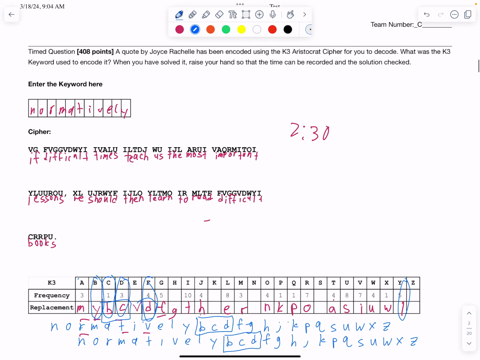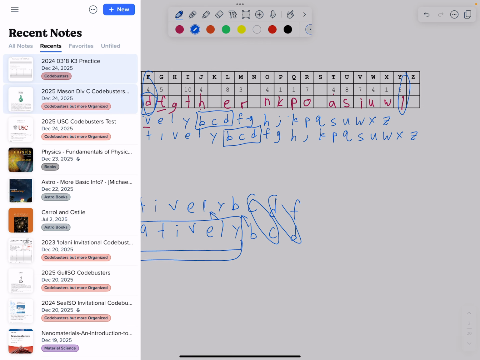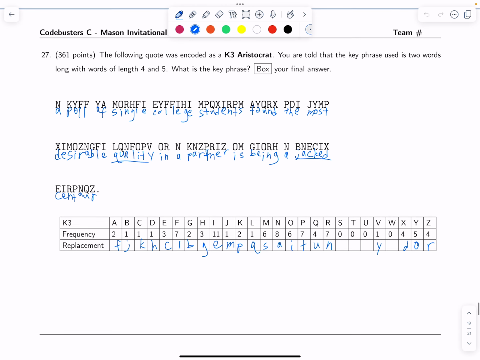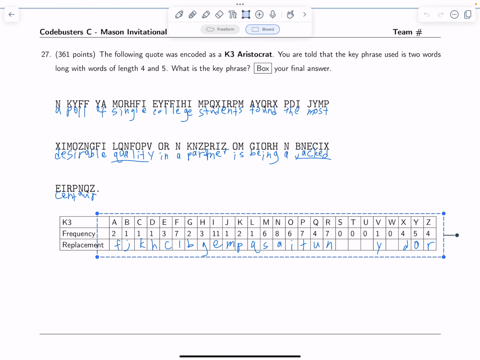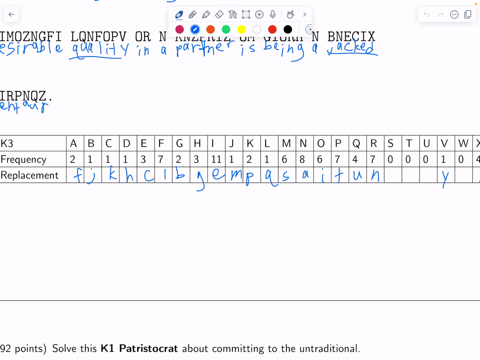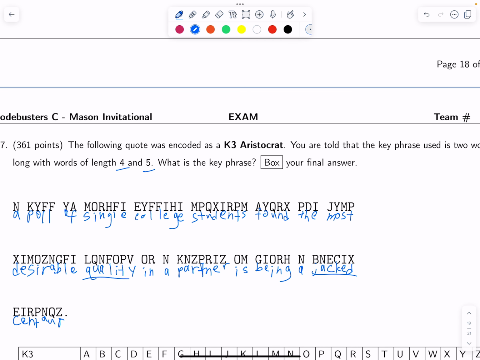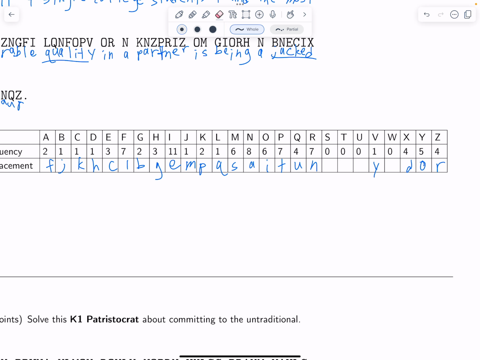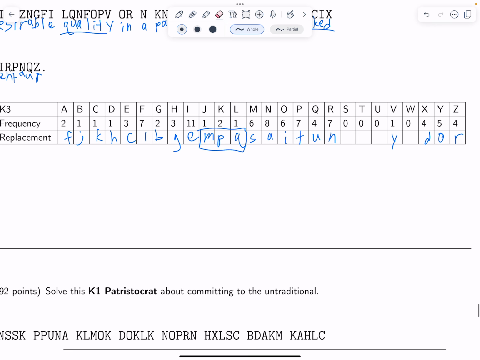Okay, so now that we know how to do K3, let's do a practice example. I'm going to be using the 2025 Mason Invitational Test. I filled out the table already. Let's try to find a nice sequence of letters that we think do not fit in the keyword. This one actually says the length is 4 and 5, so it might be a bit harder. The first thing I see is MPQ over here, because LMNOPQ, N and O may be inside the keyword. So I'm just going to write that down.